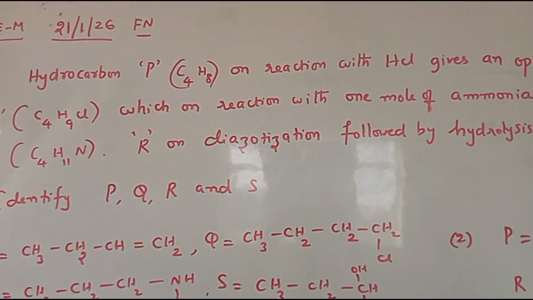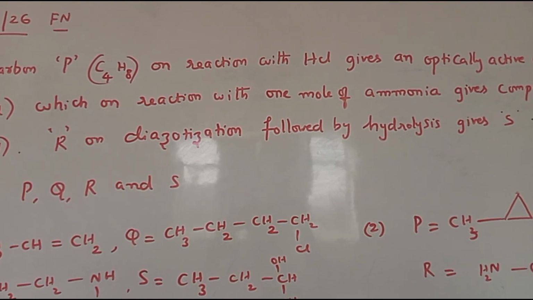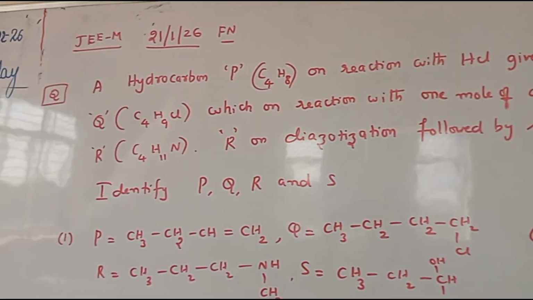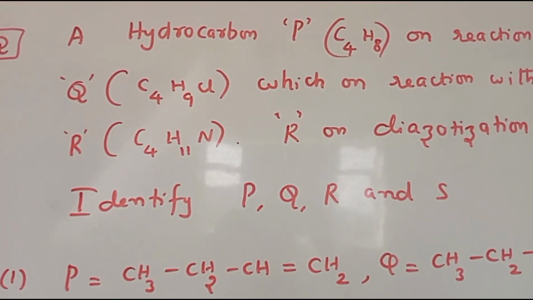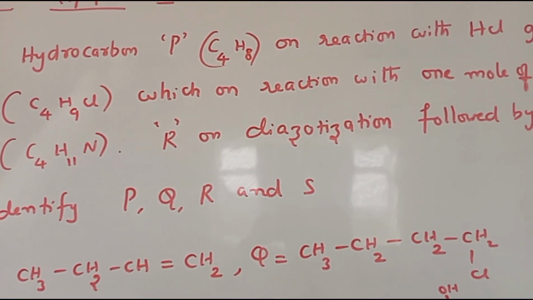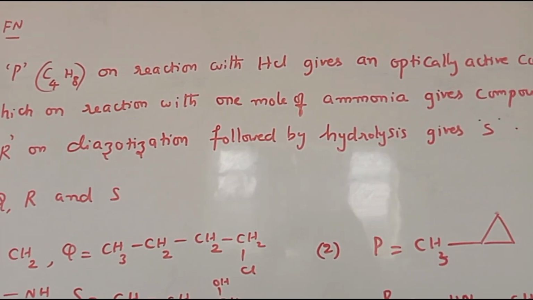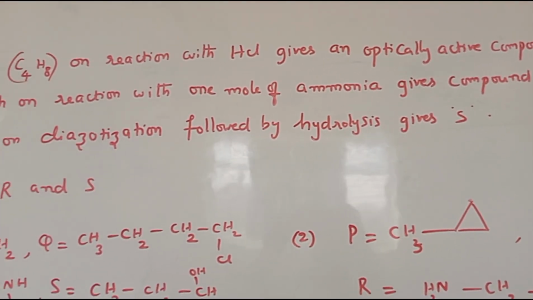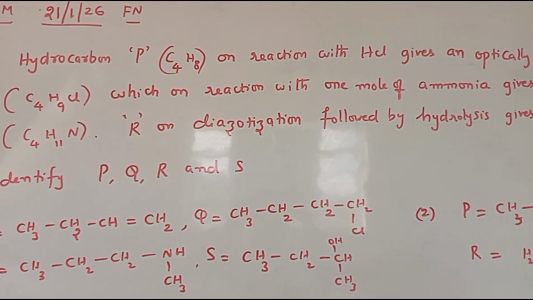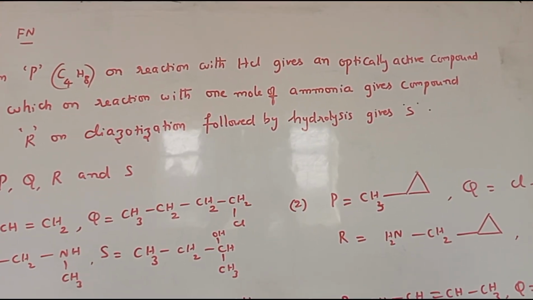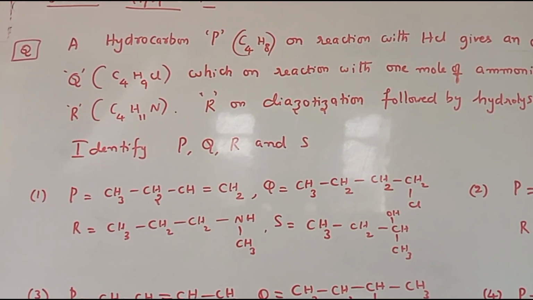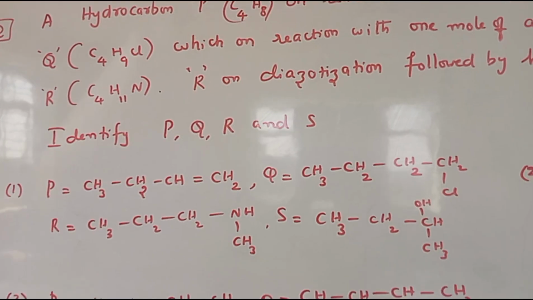P, C4H8, on reaction with HCl gives an optically active compound. The optically active compound, they have given the Q as C4H9Cl, which on reaction with 1 mole of ammonia gives compound R, which on diazotization followed by hydrolysis gives S. So they are asking us to identify P, Q, R, S.